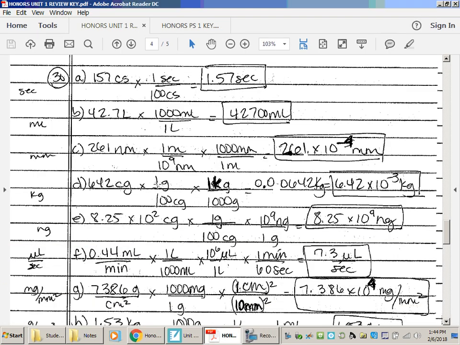And you will go back and do some more of this, but I want to give you a chance to check. So 1.75 seconds. Give me a thumbs up. 30A, 30B, 42,700 milliliters. C, can't tell if that's a decimal with my scanned copy. 261 times 10 to the negative 4th millimeters, or is that a decimal right there? 2.61 times 10 to the negative 4th millimeters.